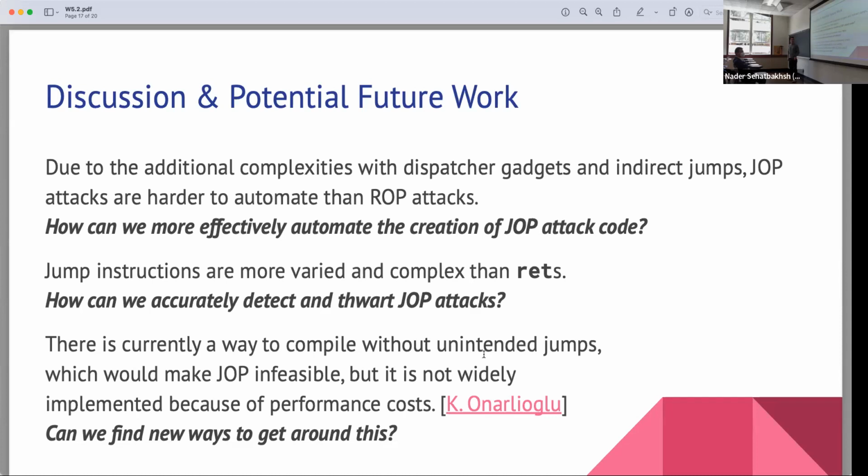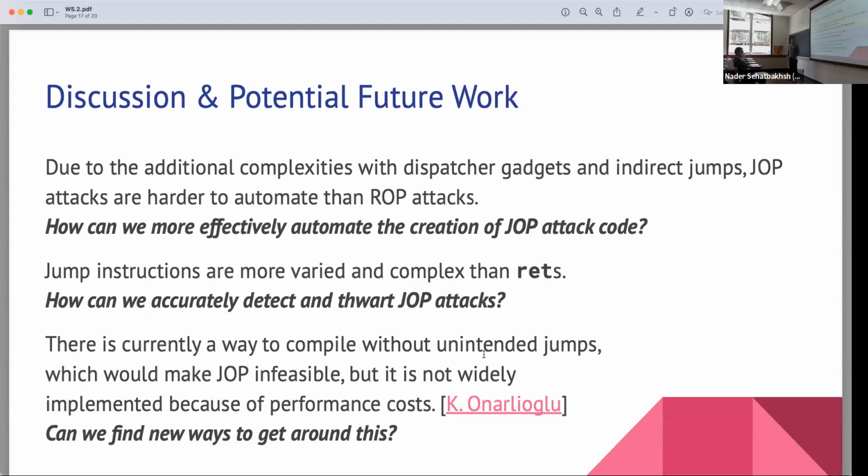Secondly, jump instructions are more varied and complex than return instructions, because jump instructions take value parameters, whereas return instructions just return to whatever's on the stack. So how can we accurately detect and thwart jump-oriented programming attacks, given that jumps are so much more varied and can be used in ways that returns cannot? And jumps are common in code control flow in general. So how can you detect that in a way that, for example, DynIMA did for return instructions?